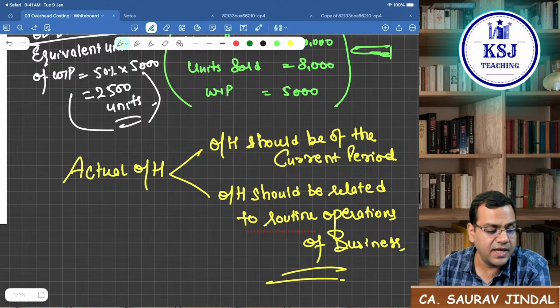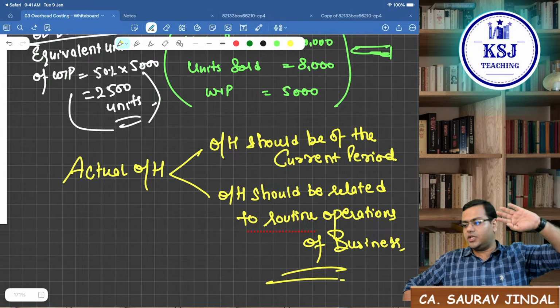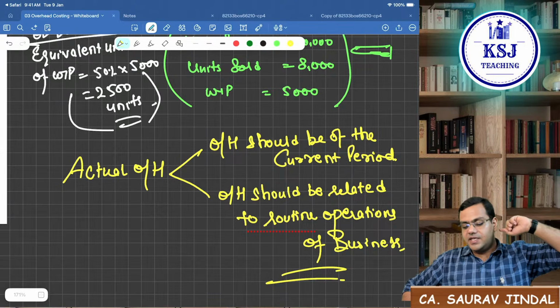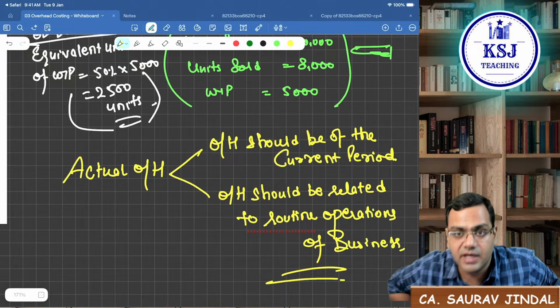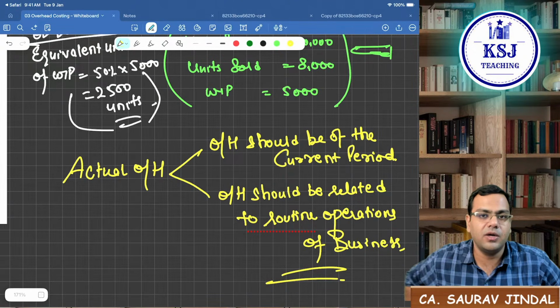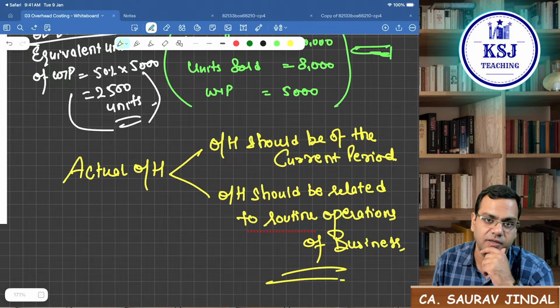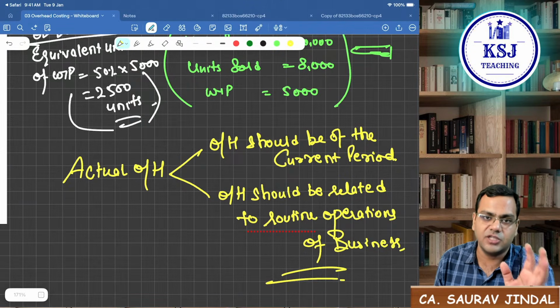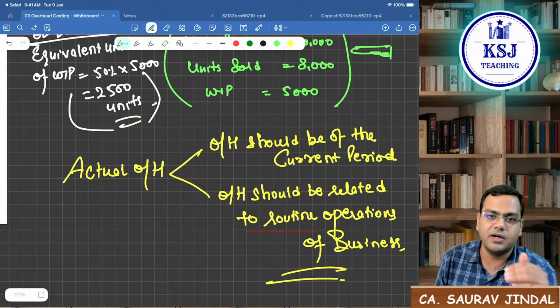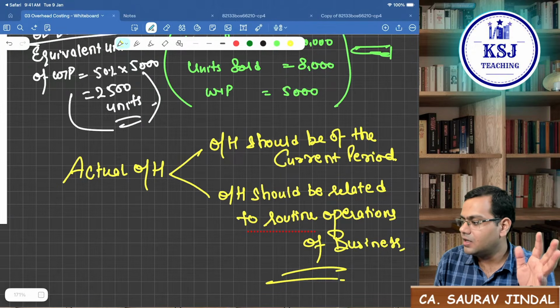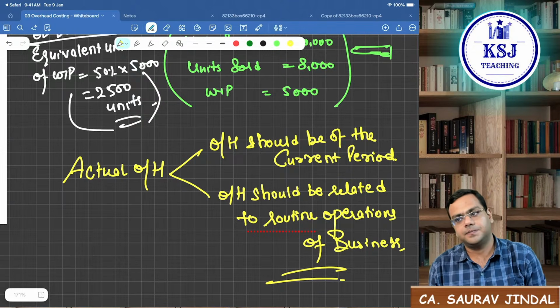Right? So if there is any previous year overhead they are mentioning, we will exclude it. If there is any overhead which is not directly related to the routine operation — what do you mean by routine operation? Routine operation is selling the product which you are manufacturing. For that manufacturing or selling of the product, whatever overheads are incurred, we have to take that. So if there is any penalty or something, we will not consider that here.